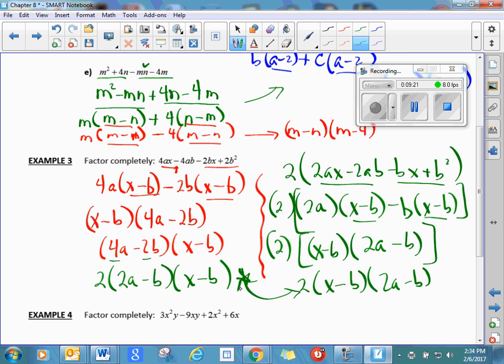So either way you get there is fine. Just make sure that you are always asking yourself, is there more simplification that I can do? Is there another common term to take out?